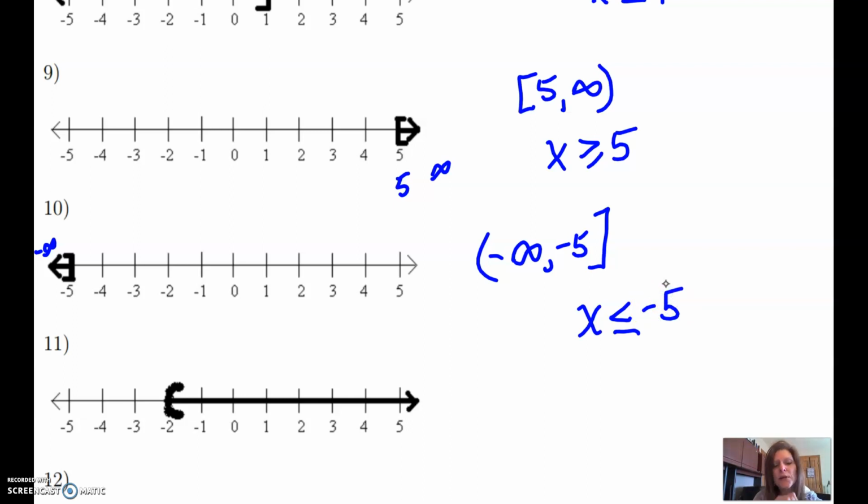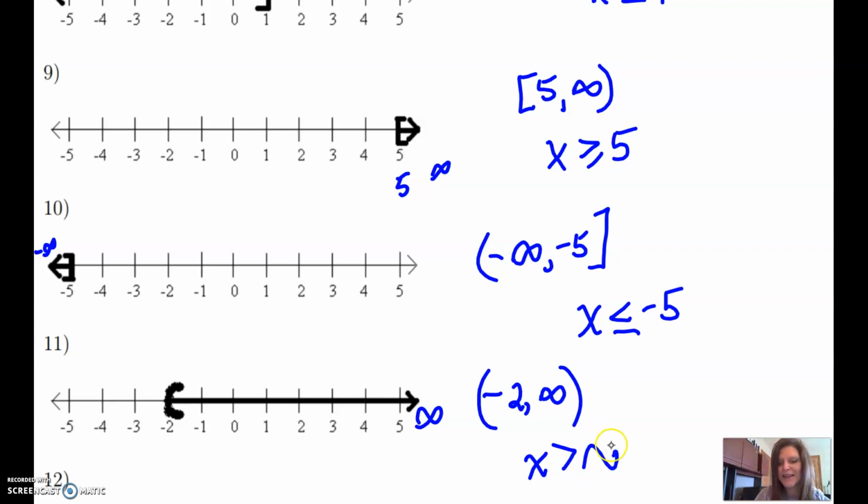Last one here, let's try number 11. Well, in this one, it's starting at the -2 going to positive infinity, so my interval is -2 to positive infinity, and that looks like a parenthesis to me, so I'm going to call it a parenthesis, and a parenthesis on infinities. So this time, because we're going to the right, we would say x is greater than, no line under it because it's a parenthesis, endpoint not included. Oops, not infinity, sorry about that. x is greater than -2.